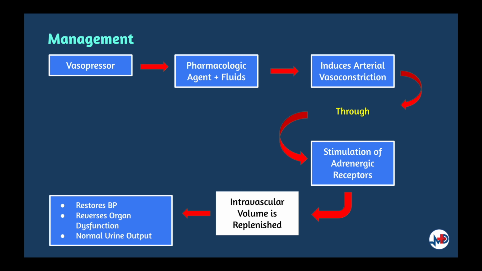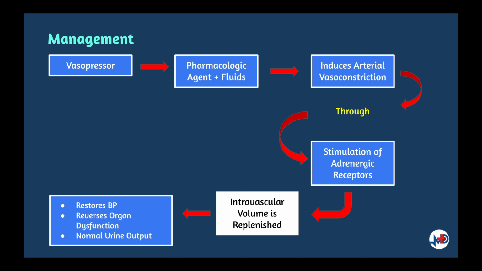Vasopressor therapy. Vasopressors is the term used to describe any pharmacologic agent that can induce arterial vasoconstriction through stimulation of the alpha 1 adrenergic receptors. While replenishment of intravascular volume is undoubtedly the cornerstone of hypovolemic shock management, use of vasopressors may be warranted as a temporary measure in patients with profound hypotension or evidence of organ dysfunction in the early stages of shock.